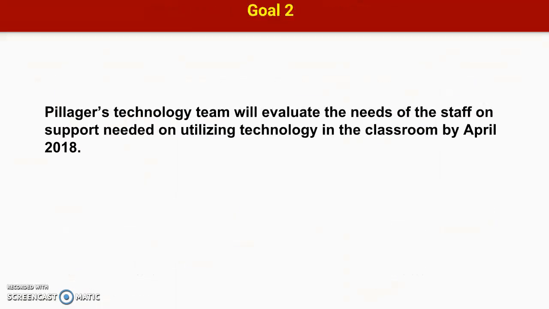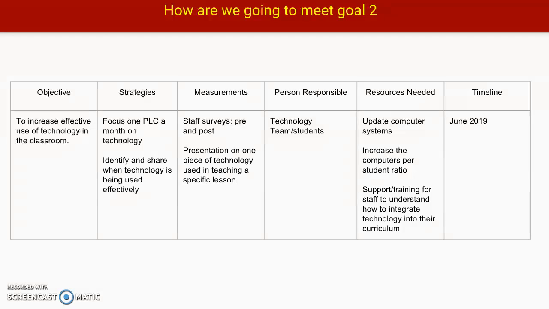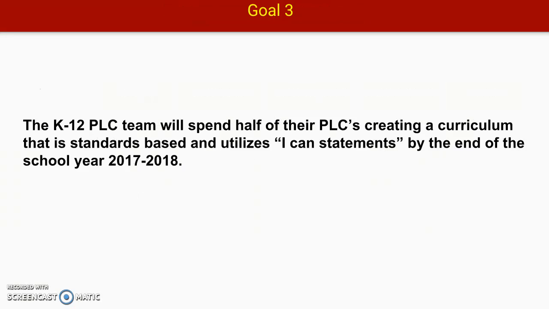Goal 2: the Pillager Technology Team will evaluate the needs of the staff on support needs of utilizing technology in the classroom by April 28th. How are they going to use it? You can't just use technology and expect it to be beautiful. You need to have some knowledge behind it. So 1 PLC a month just to focus on that. Measure pre and post surveys. The technology team is in charge of that, along with some student input. It should be done by 2019.